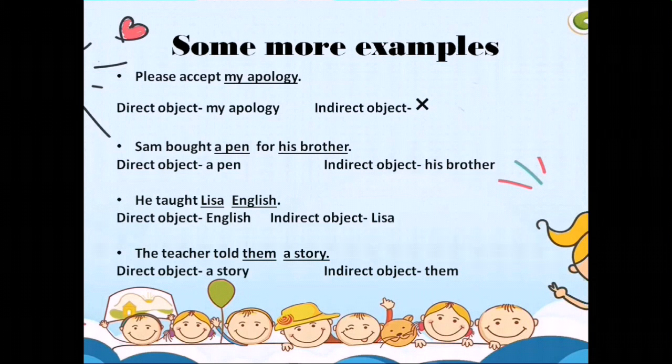The teacher told them a story. The teacher told what? A story. A story becomes the direct object. And the story was told to whom? Them. Them becomes the indirect object.